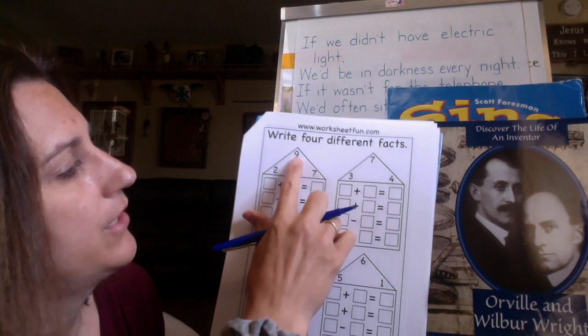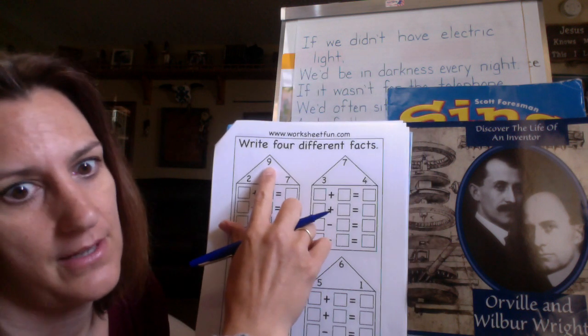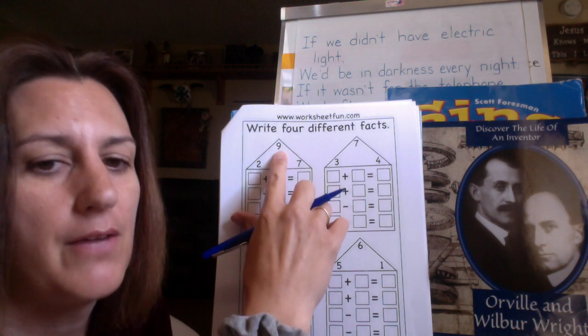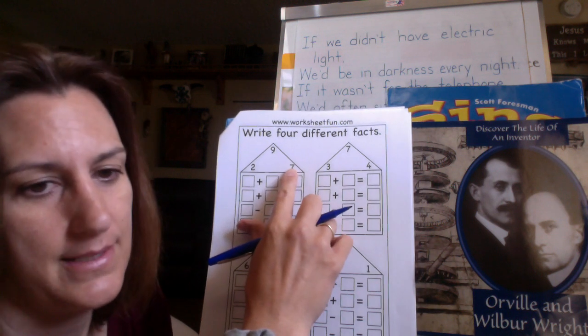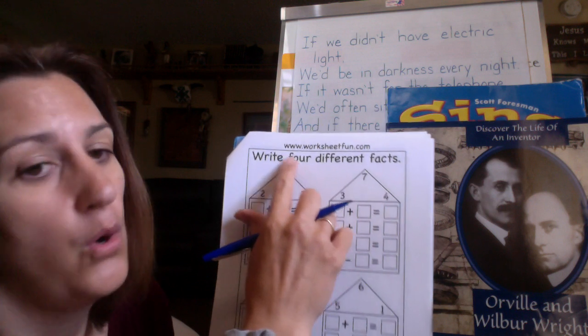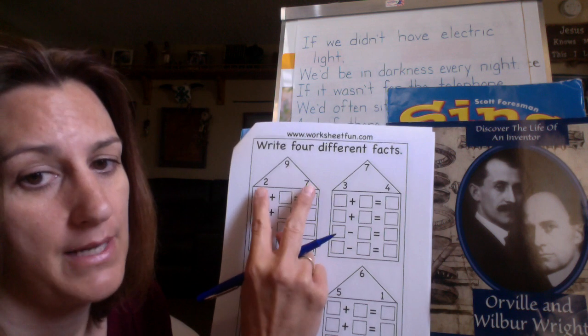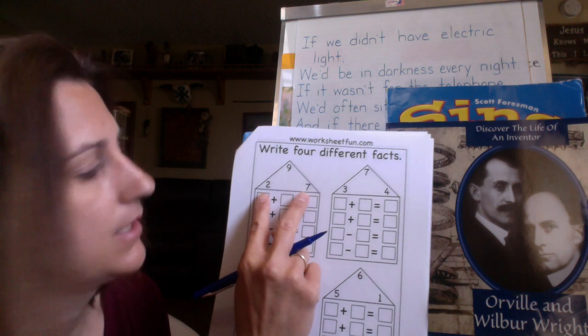Okay? So here, up at the top of the house, because it's a fact family and you live in the same house, you have 9, 2, and 7. So 9 is my whole, remember? These are my two add-ins, or my two parts. Okay?